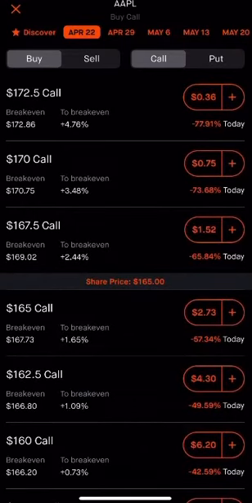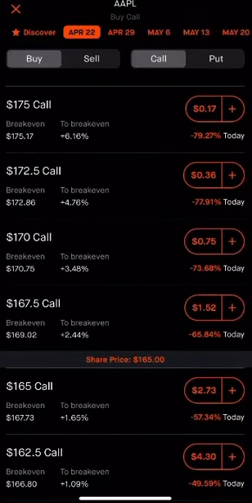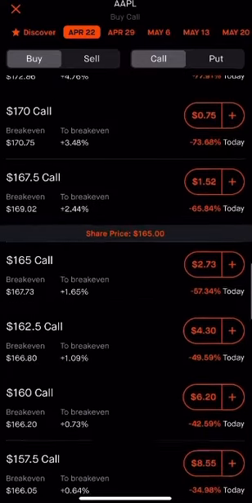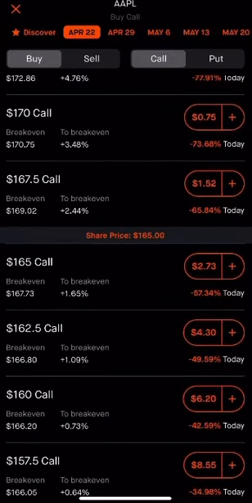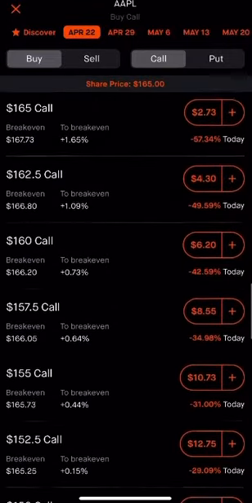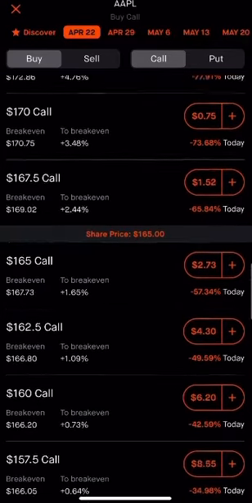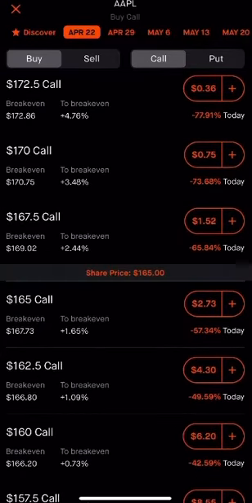Let's go to this date right here. So Apple is currently trading at 165. All right. So anything, and we're going for call options, anything above here is out of the money because it is above where the price of the stock is currently at. Anything where the stock is currently at and below is considered in the money. So these are all prices that the stock has already covered, so it is already considered in the money.